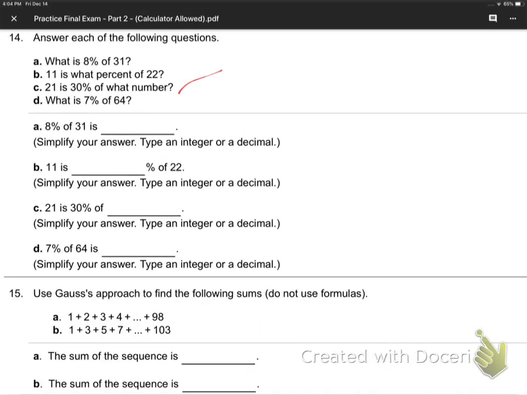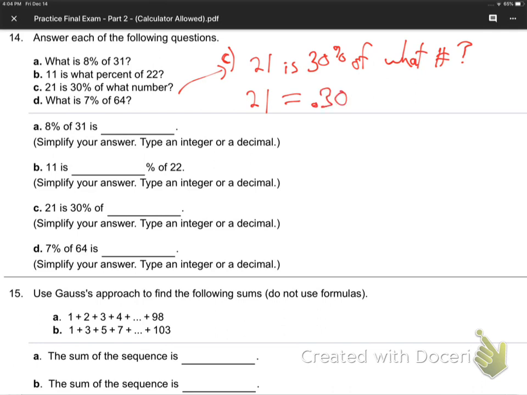Part C: 22 is 30% of what number? 21 equals 30%. Point three, change that to a decimal, right? Because that percent again means per 100, divided by 100. So the decimal right here goes back two places.